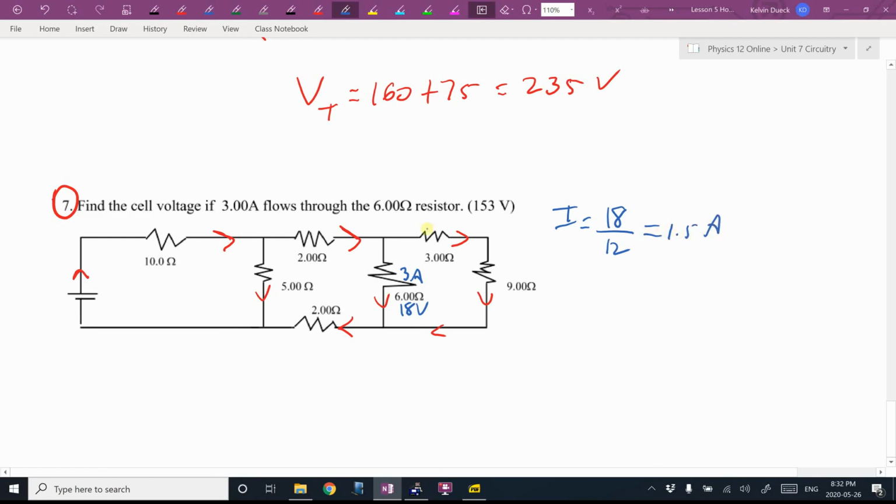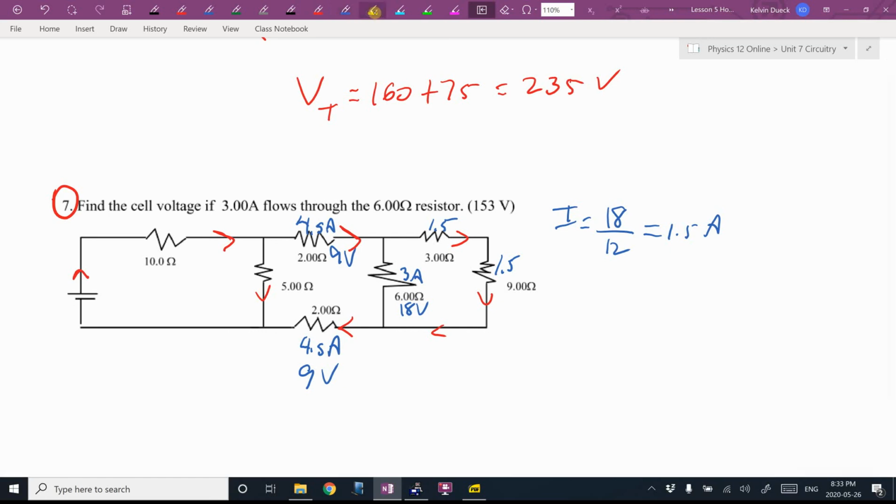Which means this branch here has 1.5 amps. Now, if 3 amps went this way and 1.5 amps went this way, this has to be 4.5 amps. Ooh, and which also makes this 9 volts. And if 3 amps come this way and 1.5 amps come this way and they flow into each other, this is also 4.5 amps. And I times R, also 9 volts.